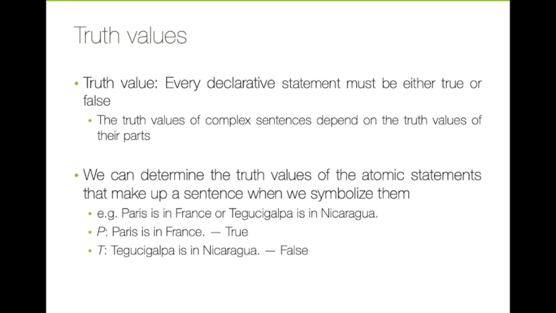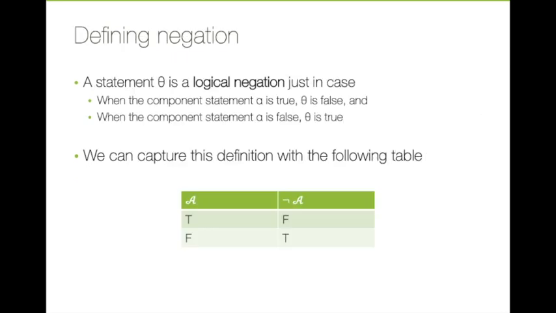So if you have a complex sentence like Paris is in France or Tegucigalpa is in Nicaragua, that's made up of 2 atomic sentences. Paris is in France and Tegucigalpa is in Nicaragua. Well, the first one is true and the second one is false. So we assign truth values to those atomic statements that make up this complex sentence. Our goal now will be to go through each of the logical connectives and define for each one how the truth value of a sentence involving that connective depends on the truth values of the statements that make it up.